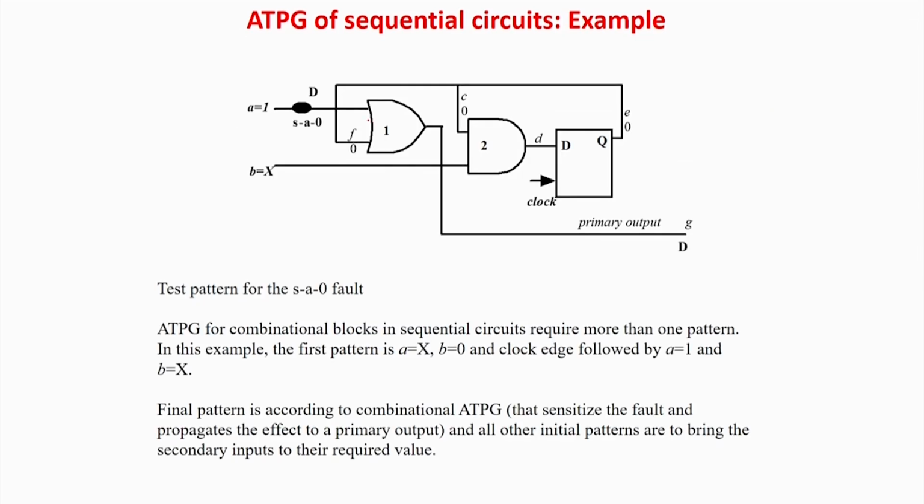So now your f is 0, c is 0 and basically your d is 0, q is 0, the q is 0 by the previous step. So now I am getting the controlling value f equal to 0 at gate number 1. Now I can apply the real test pattern, which I am applying a equal to 1. Now the output will be going to the output of flop and it will be going to output of G, which is equal to D, and your job is done.